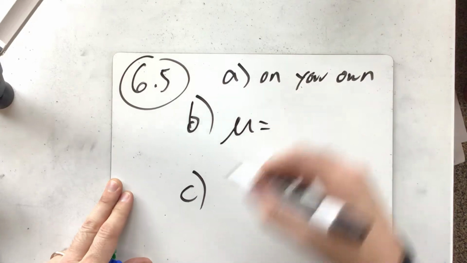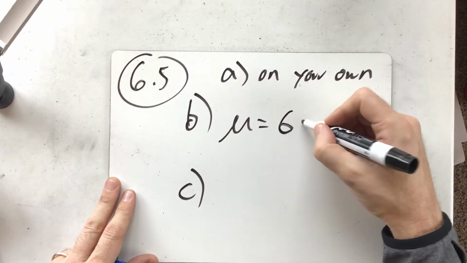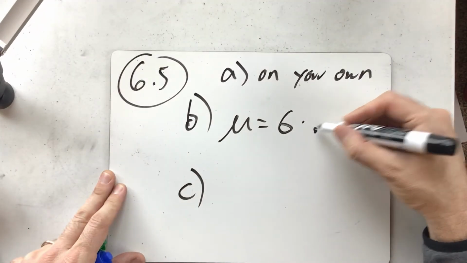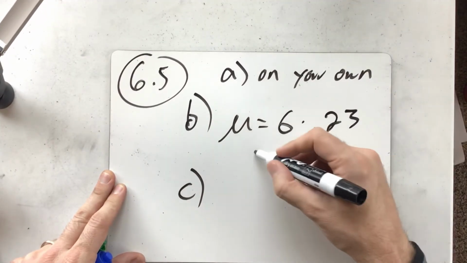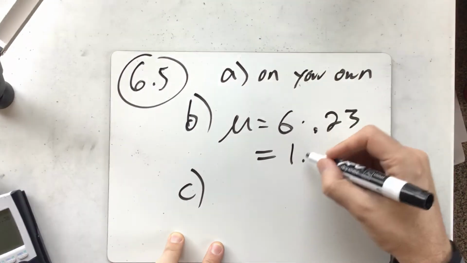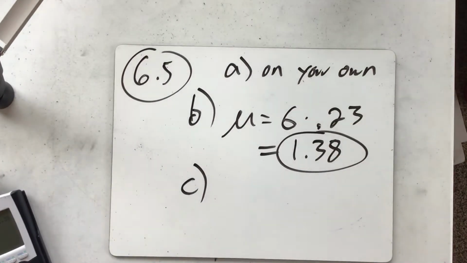Okay. But for part B, what's the expected number of goals? The expected number of goals is the mean, which is, well, our n here was 6 because we were doing 6 shots in a game. And we've got 23%, so we'll multiply 6 by 0.23. And we'll put those together. And we'll get 1.38. So when Messi takes 6 shots in a game, you'd expect him to score somewhere between 1 and 2 goals, 1.4 goals.